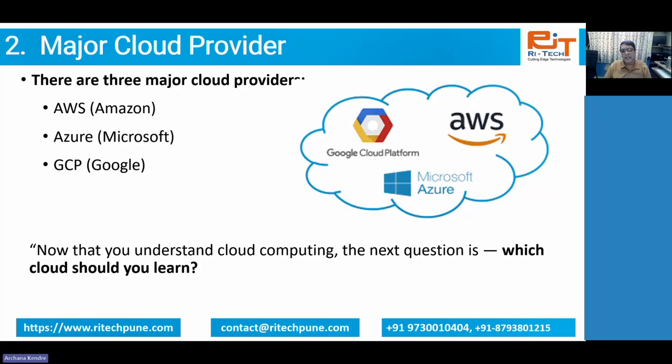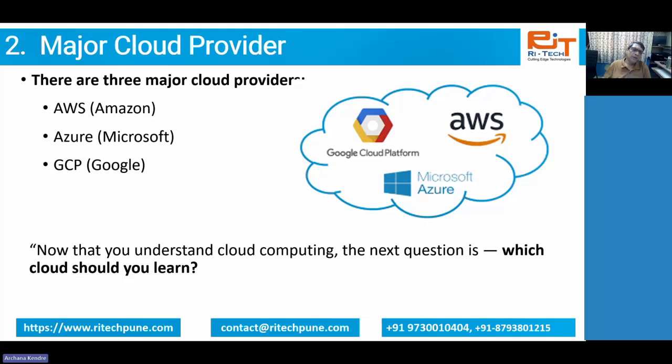Now that you understood cloud computing, the next question is: which cloud should you learn? Whether we go for AWS or Azure, I will not tell you to go for GCP. If you are a machine learning engineer, or if your company is developing ML or AI applications, then you might go to GCP. But if there is a mix, application development plus ML and AI, then I would prefer you go to Azure or AWS.